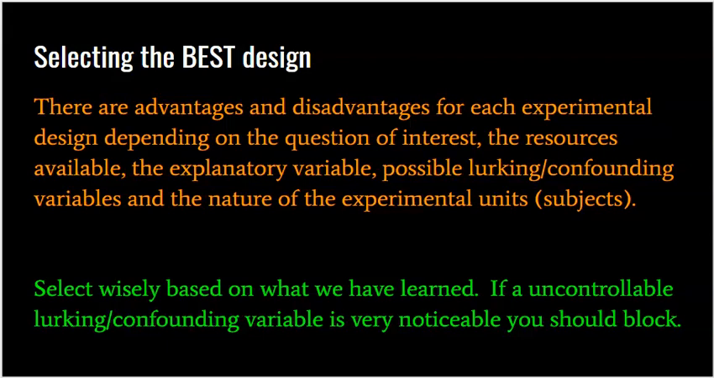Now, I will say this. Anytime you feel that there is an uncontrollable lurking or confounding variable that is very noticeable, that's a clear sign that you should block. All right, guys, that's it for the video. So understand that there are the 3 different designs: completely randomized, randomized block, and matched pair. All of them are great, but again, it all depends which one you want to use based on your situation.